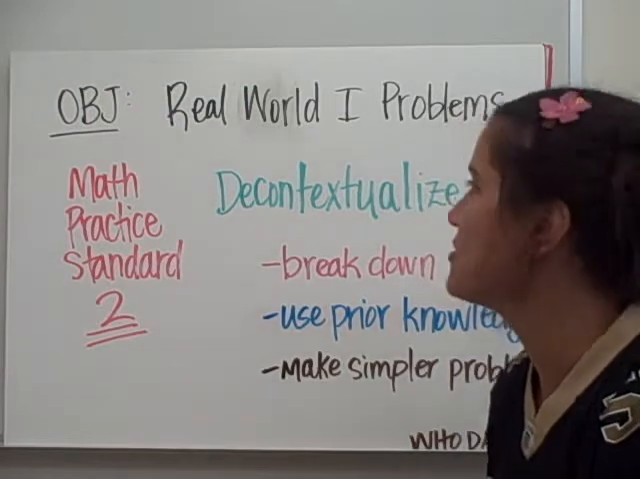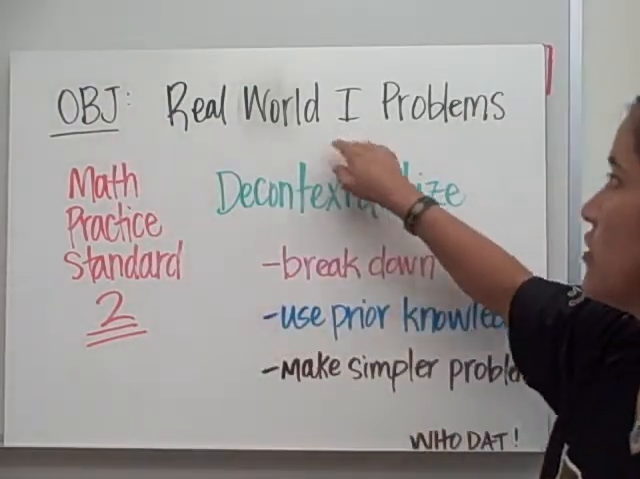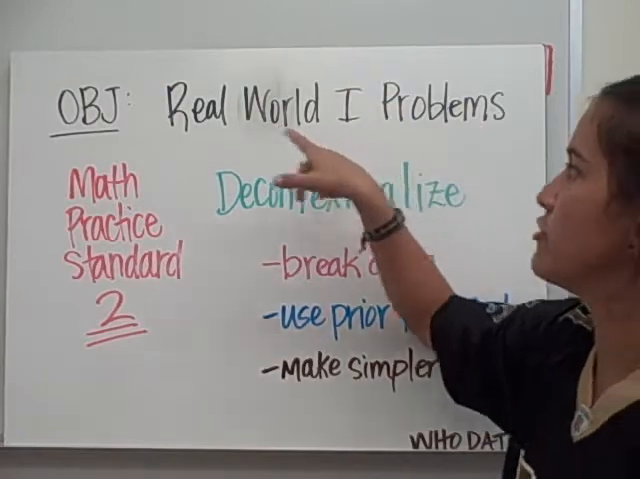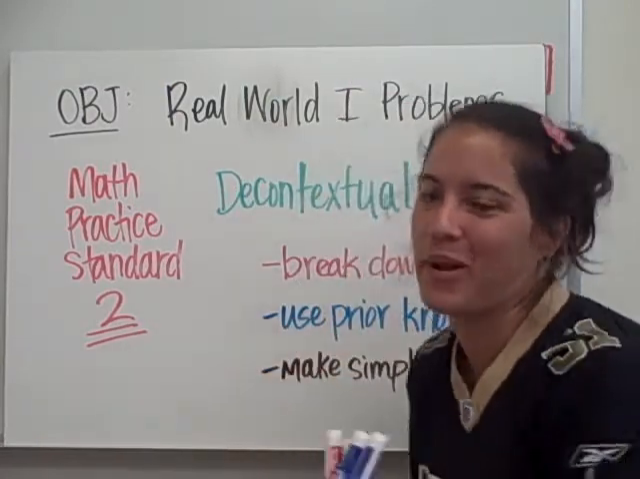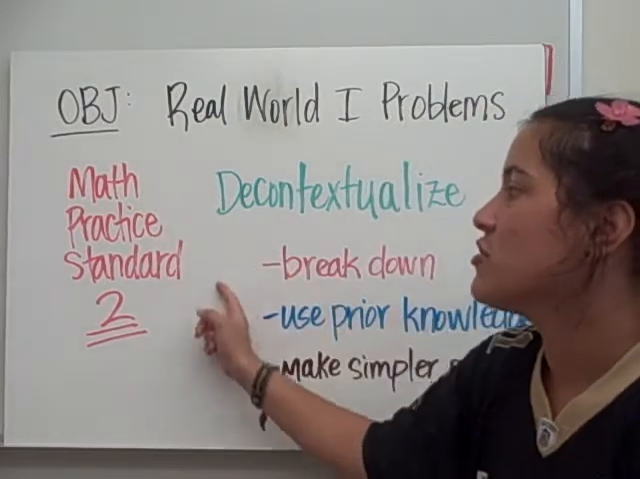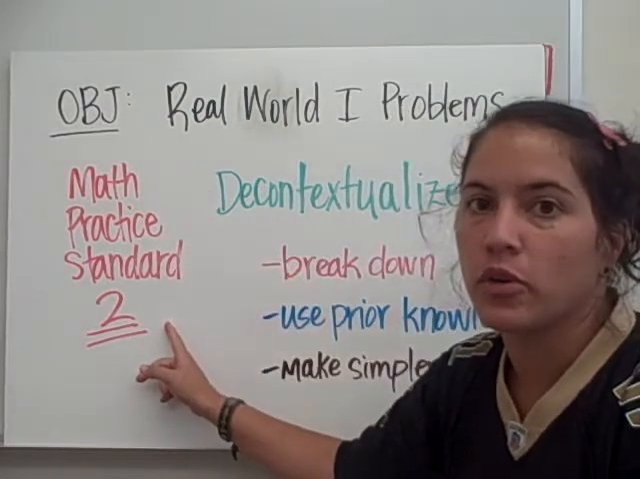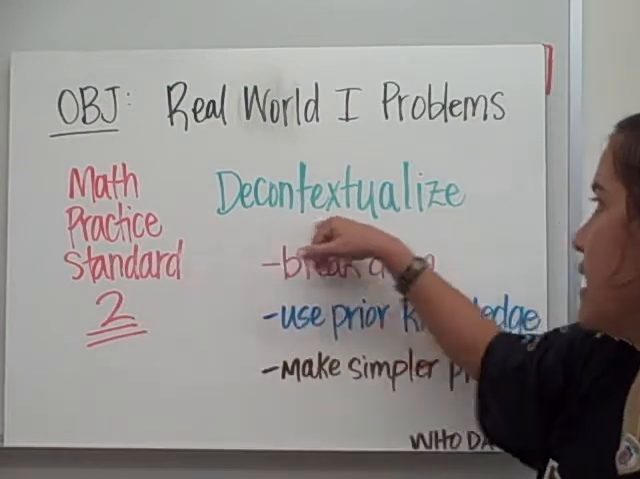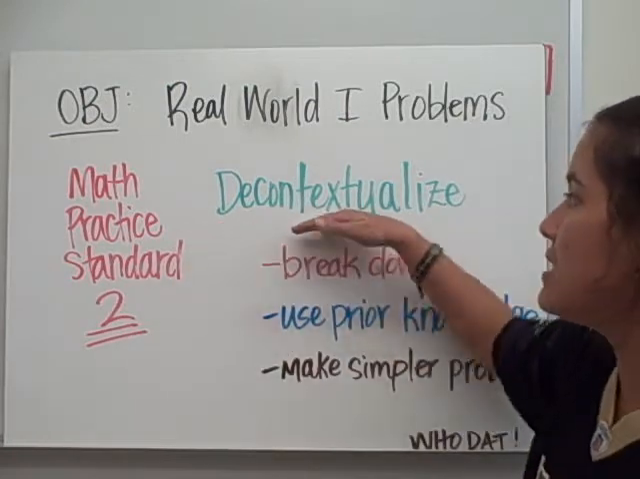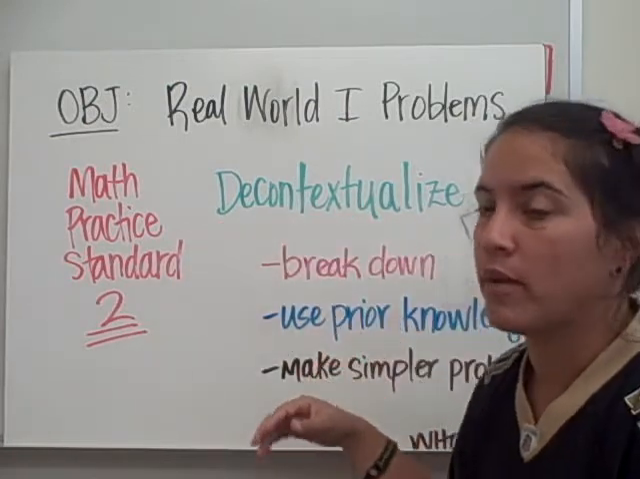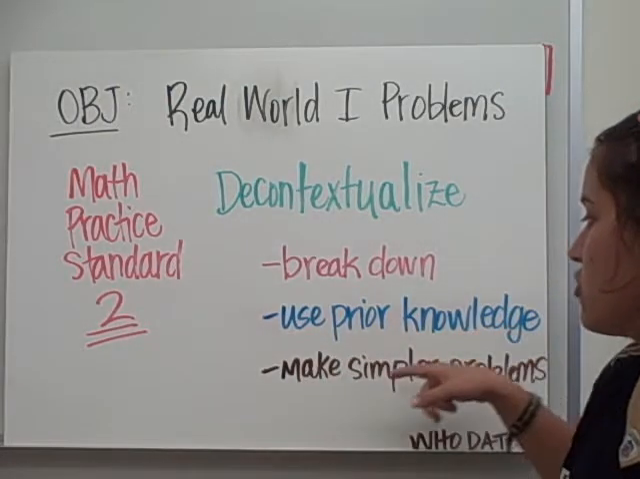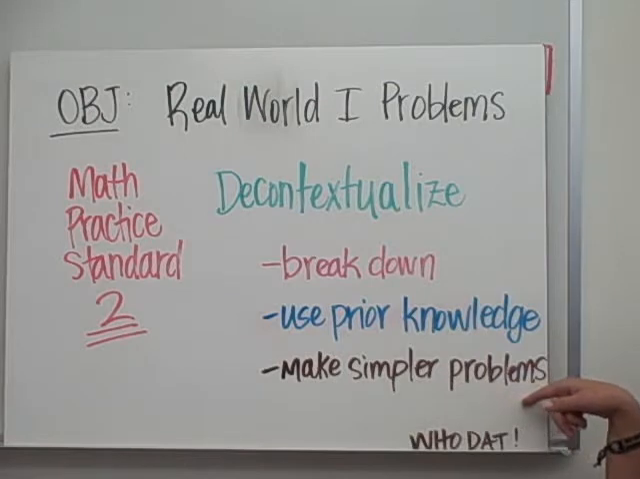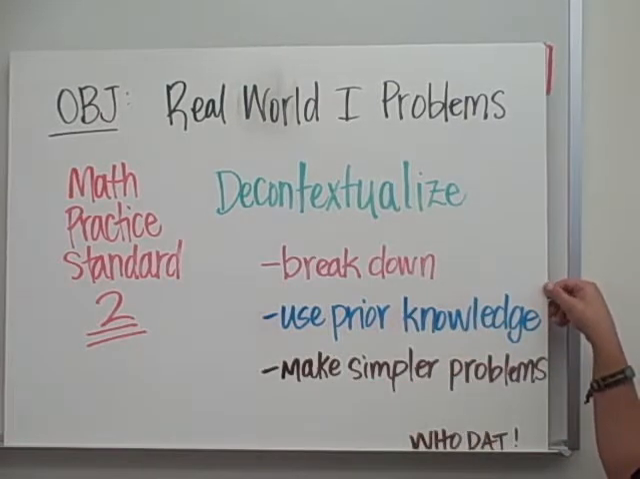Hey y'all, today's objective is real world integer problems. This I stands for integers. So we're going to be dealing with real world integer problems today. And this goes along with math practice standard number 2, that one that was really hard, decontextualize. So we're going to decontextualize the word problems, which means we're going to break it down, we're going to use prior knowledge about integers, and we're going to make simpler problems from the big word problem.